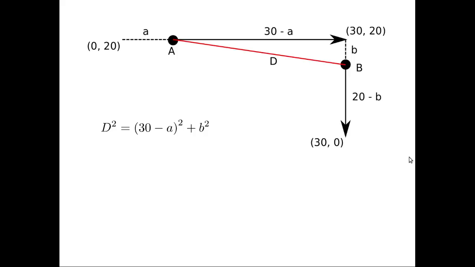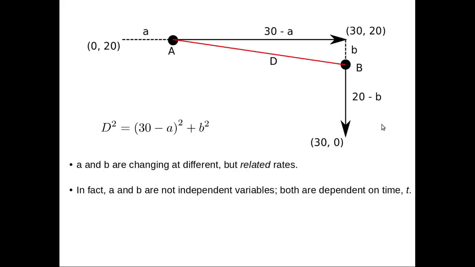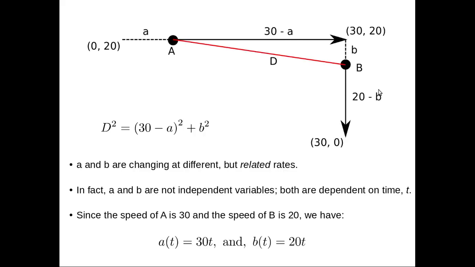One thing you have to notice is that a and b are changing at different rates, but they're related in some way. What I mean by that is a can't change independently of b. They are both dependent on time. So a and b are not independent variables, they're dependent variables, dependent on time. Now since the speed of A is 30 and the speed of B is 20, we have these expressions. a is a function of t, and we can write it as 30t. And b is also a function of t, and we write it as 20t.